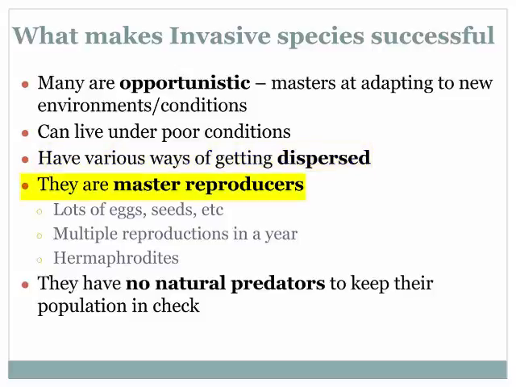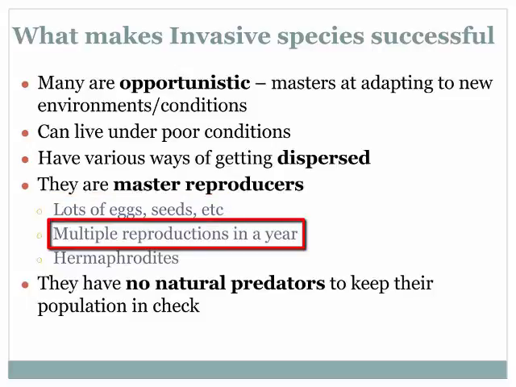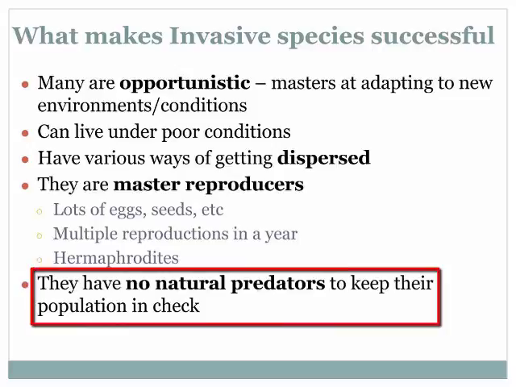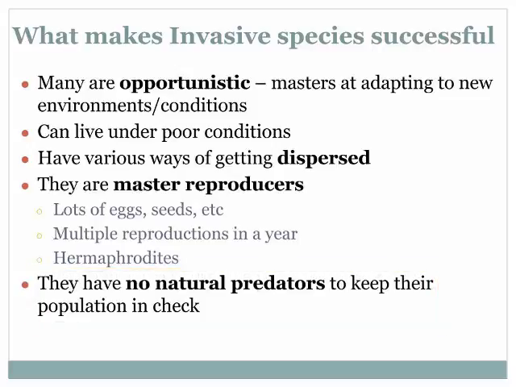Four, invasive species are incredibly prolific reproducers. They produce a lot of eggs, seeds, or other reproductive cells or structures. They often can reproduce multiple times a year. Some are even hermaphroditic. Hermaphroditic invasive species can reproduce from one single animal without the need for a sexual mate. Finally, invasive species are successful invaders because they have no natural predators. Given all these characteristics, what kind of growth pattern do you think invasive species follow?